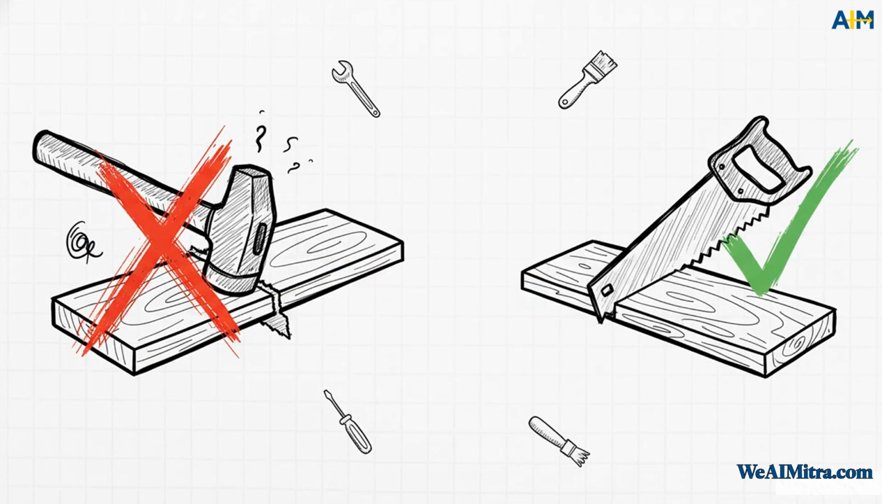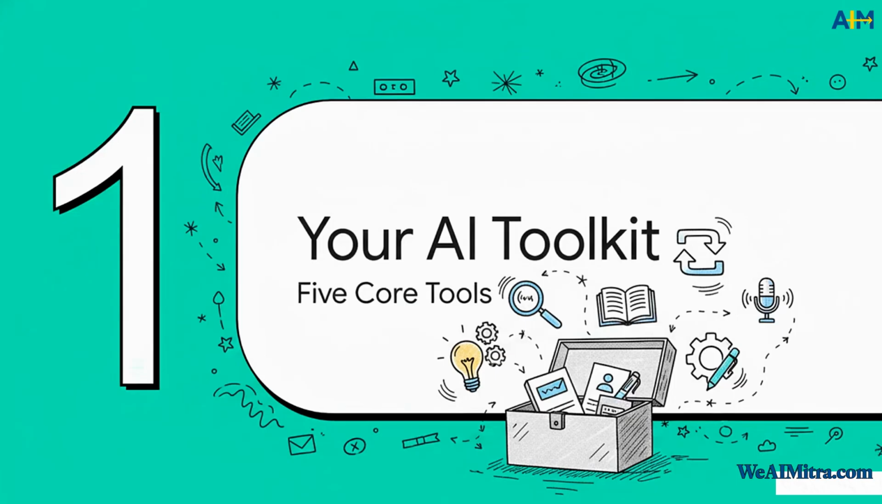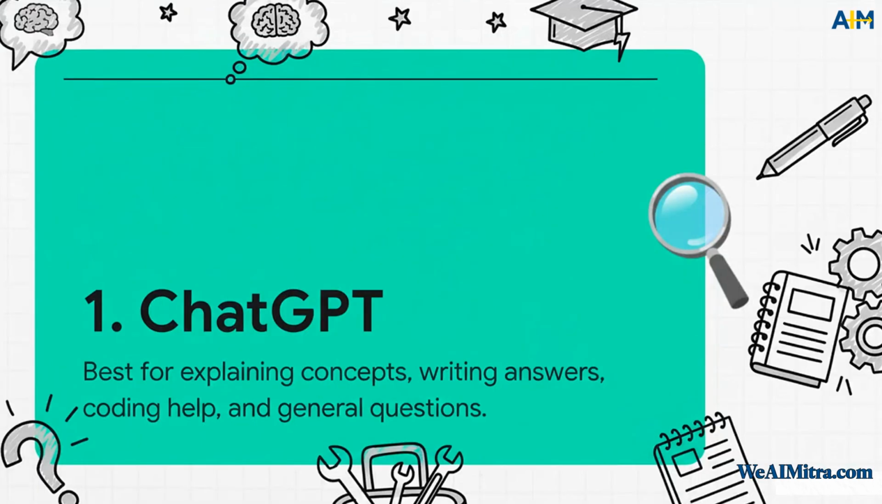Here's the big idea, the thing you really need to get. The smartest way to use AI is to stop trying to make one tool do everything. It's all about building a toolkit, and knowing exactly which tool to grab for which job. It's like a carpenter wouldn't use a hammer to saw a piece of wood, right? You shouldn't be using just one AI for every single school assignment. All right, so let's build this AI toolkit together. I'm going to walk you through 5 essential tools that are going to be the foundation for your new, much smarter workflow. First up, of course, is the one we all know and love, ChatGPT.